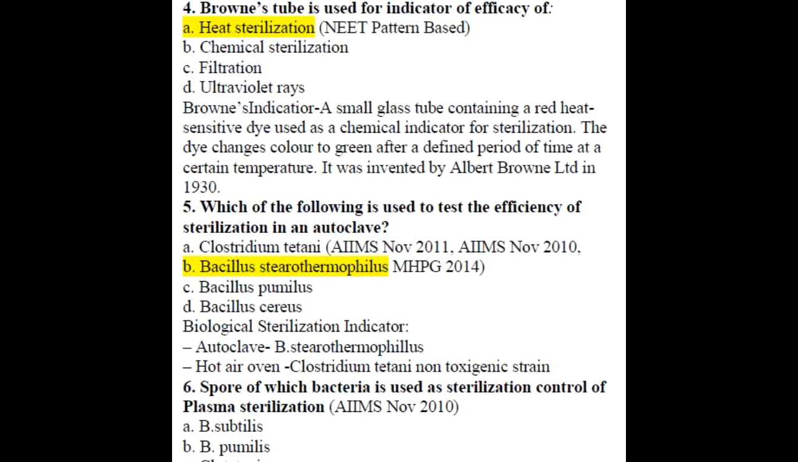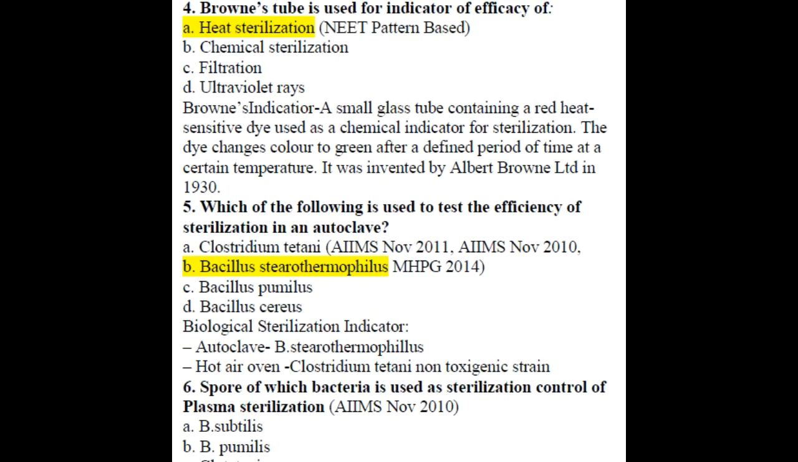The next question is Brown's tube used for indicator efficiency of heat sterilization. What is a Brown's indicator? Brown's indicator is a small glass tube containing a red heat sensitive dye used as a chemical indicator for sterilization. The dye changes color to green after a defined period of time at a certain temperature. It was invented by Albert Brown Limited in 1930.